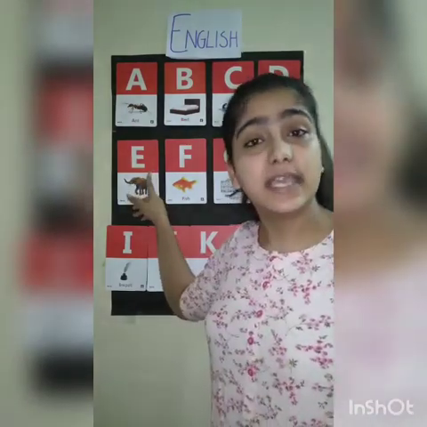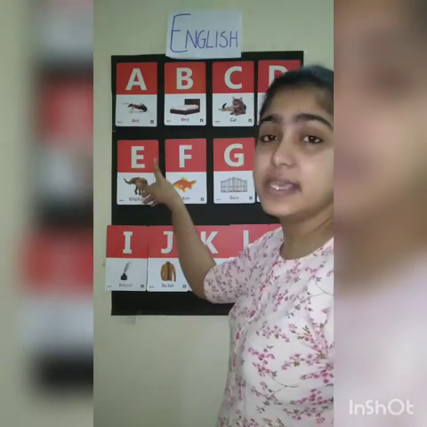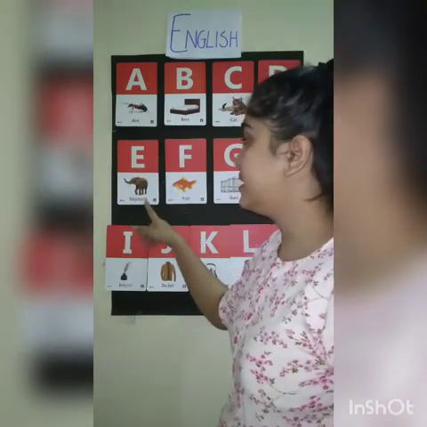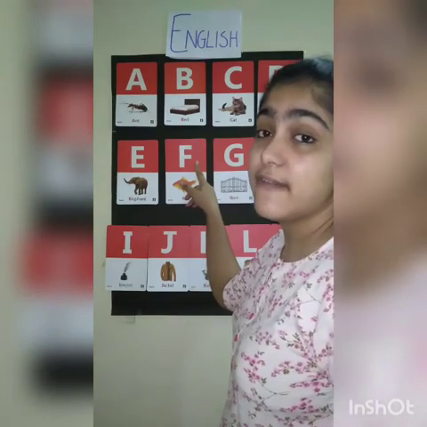Which letter is this? This is E. E, E, Elephant. E, E, Elephant. F. Which letter is this? This is F.